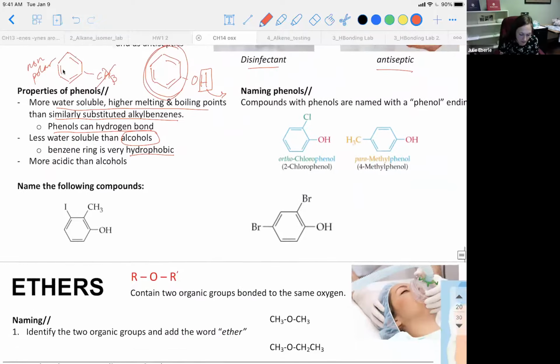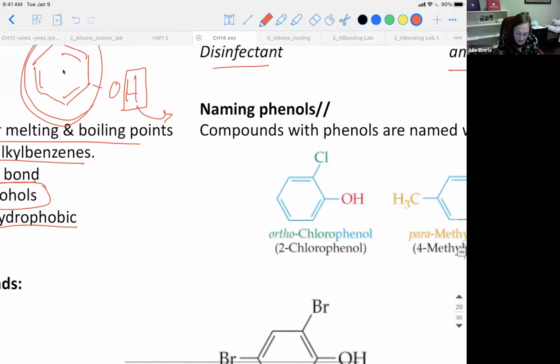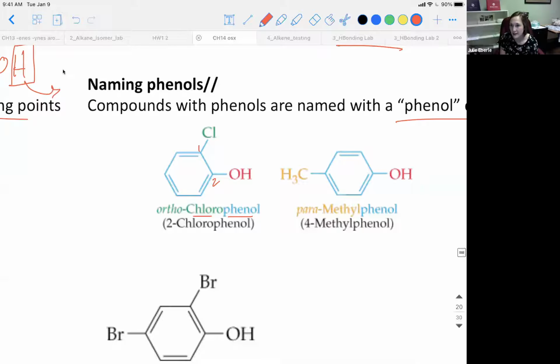All right, naming phenols. For compounds with phenols, you just put phenol at the end. It actually is quite easy. We've already learned how to name aromatics. We spent some time yesterday doing that. Remember the numbering: 1, 2 is ortho. We talked about ortho, meta, para. So if we've got a chlorine and a phenol, this is going to be orthochlorophenol, or you could say o- or 2-chlorophenol. Instead of saying benzene at the end, like we did yesterday, we're naming it with a phenol ending. Phenol is a particular kind of benzene ring. It's just a benzene with an OH group.